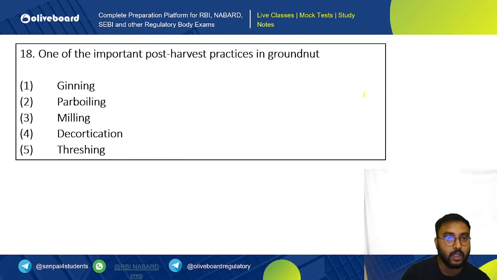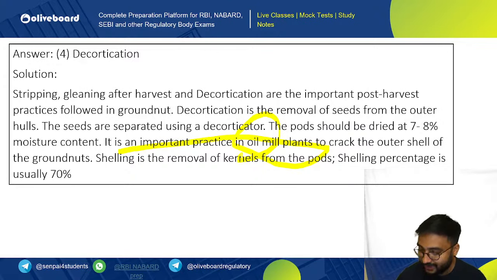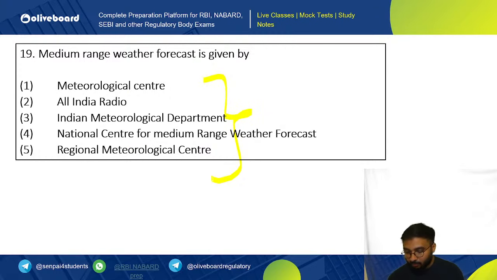One of the important post-harvest practices in groundnut is ginning, parboiling, milling, decortication and threshing. In groundnut, it's decortication. It is removal of the outer shell and separation of the seeds and shell in the groundnut. Medium range weather forecast is done by which of the following weather forecasting centers? Answer this, very simple.